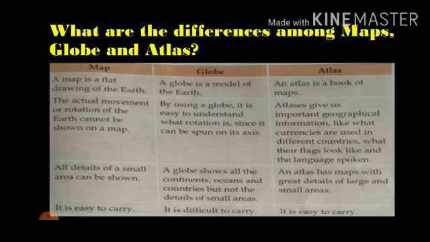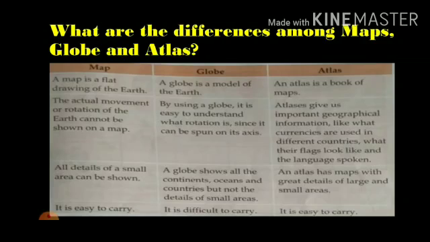Okay. Next point, all details of a small area can be shown on a map. Right, children? We can see small details here. Okay. Next, globe. A globe shows all the continents, oceans, countries, but not in great detail. Right? We can't see the small areas in great detail in a globe. An atlas has maps with great details of large and small areas.